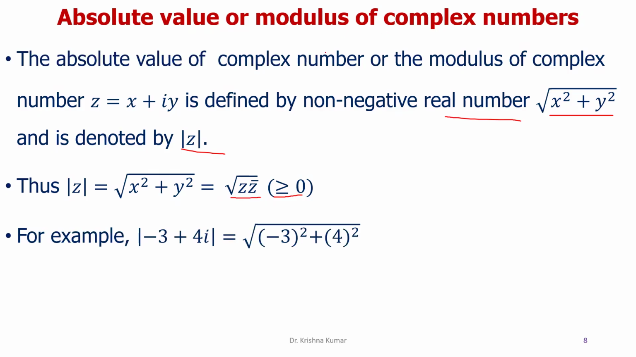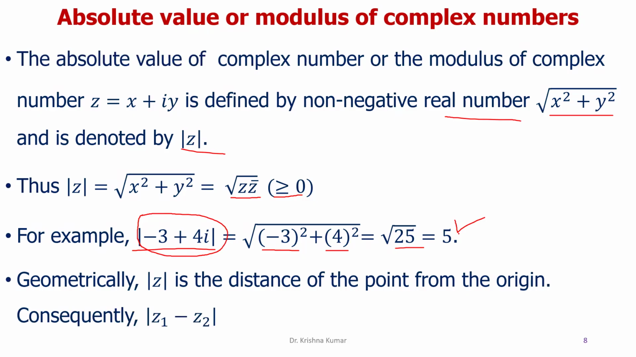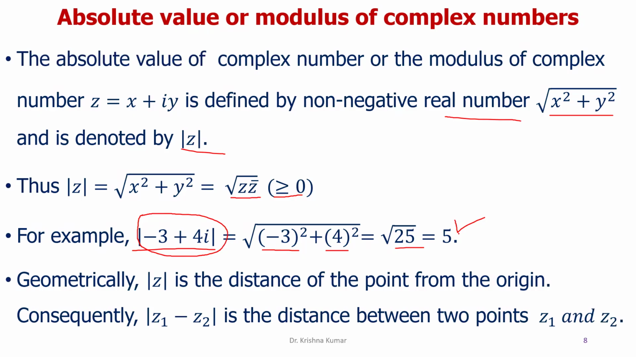For example, modulus of minus 3 plus 4i is equal to root over minus 3 square plus 4 square. So minus 3 square is 9 plus 16, which is equal to root 25, which gives us 5. So modulus of this complex number minus 3 plus 4i is given by 5. Geometrically, mod of z is the distance of the point from the origin. Consequently, mod of z1 minus z2 is the distance between 2 points z1 and z2.